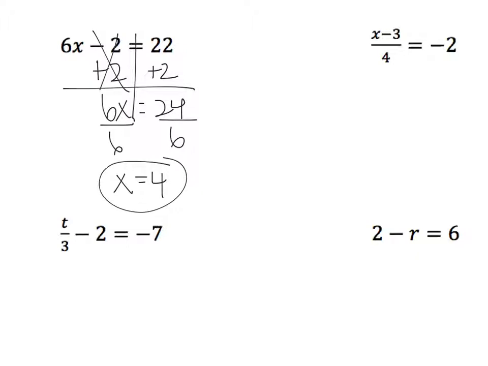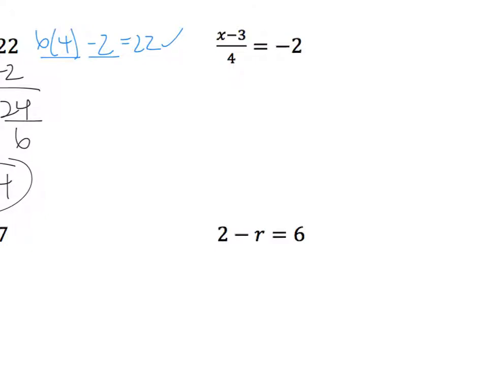And remember, I can plug my solution back into the original equation and make sure that the statement holds true. And so 6 times 4 minus 2 had better equal 22. And 6 times 4 is 24, minus 2 is 22. So I've got that correct.